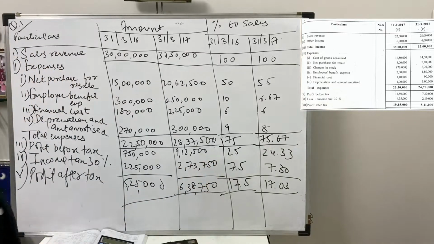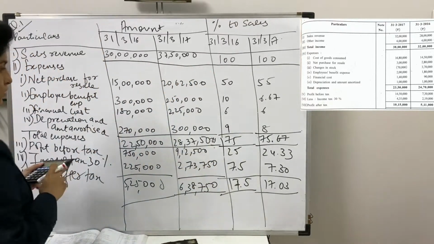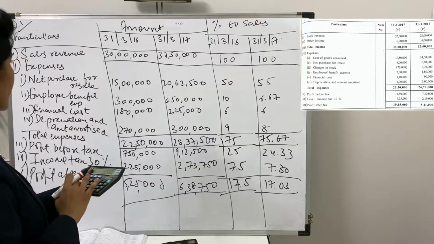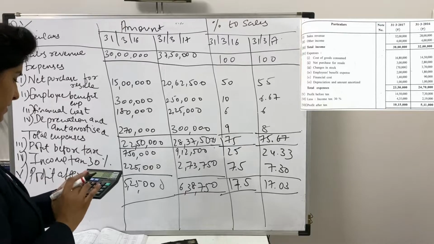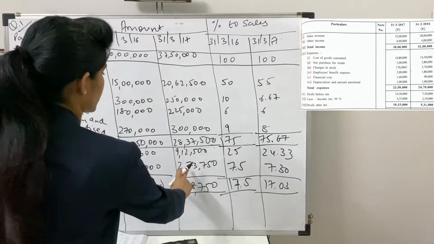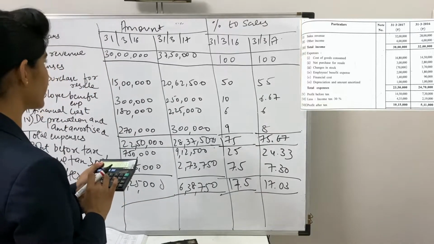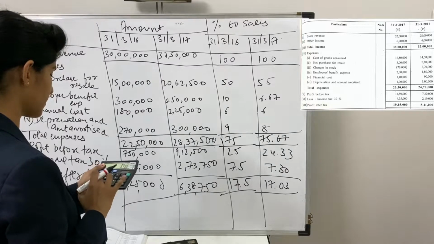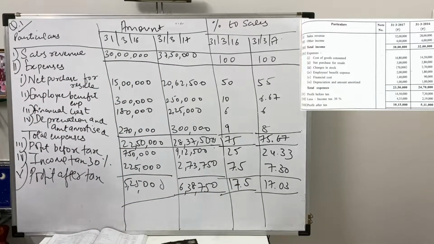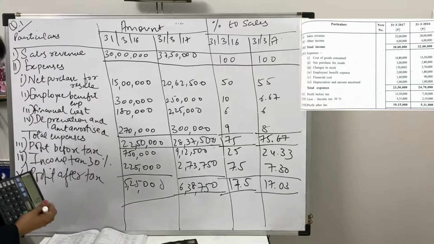We'll just do these solutions again. Now, for 2,25,000, we need to calculate. So, 2,25,000 into 100 divided by 30 lakh. 7.5. Now, here 2,73,750 into 100 divided by 37,50,000. We're getting 7.3. So, now here we complete the topic of your comparative common size P&L account or common size income statement.